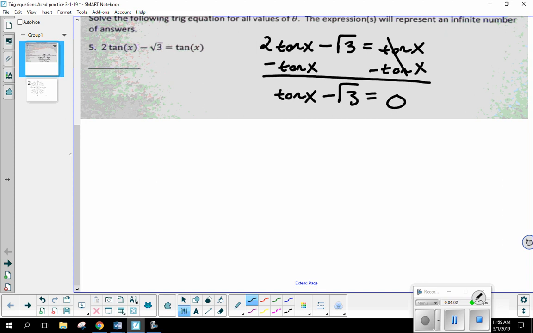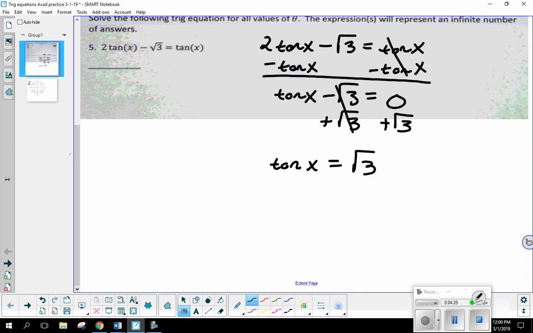Now what? Add the square root of 3. So plus the square root of 3, plus the square root of 3. So tangent of x is equal to the square root of 3. And that's what we're looking for. So now I've got tangent of x is equal to the square root of 3.